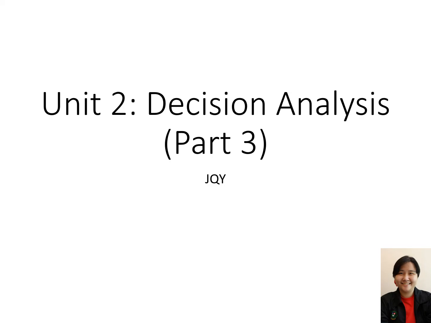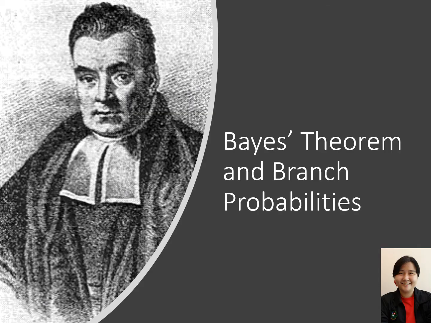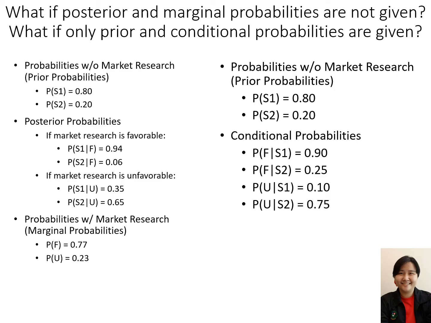Let us now proceed to part 3. The next topic is regarding the Bayes theorem and branch probabilities. The Bayes theorem should be studied because sometimes the posterior probabilities and marginal probabilities are not given. Sometimes the problem will only give us the prior probabilities and conditional probabilities.